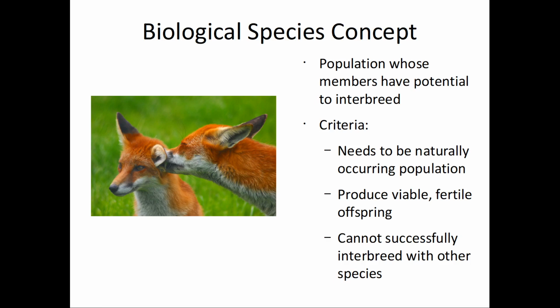All right, so you could say it's a population whose members have the potential to interbreed, all right? So it needs to be a naturally occurring population. They have to produce viable, fertile offspring. That means offspring that will live, and then offspring that, when bred together, will produce more offspring. And they cannot successfully interbreed with another species.